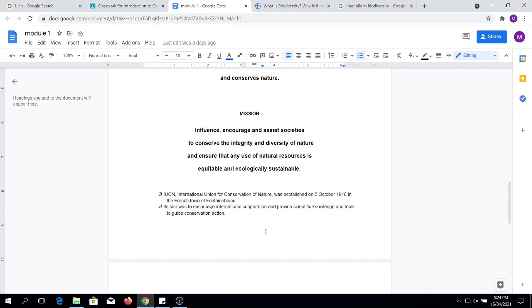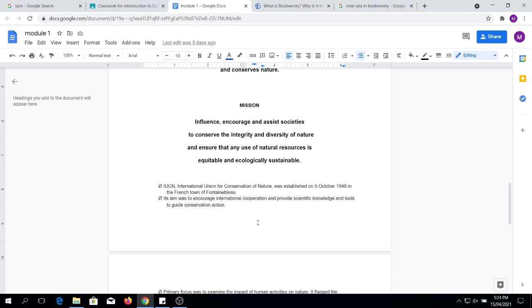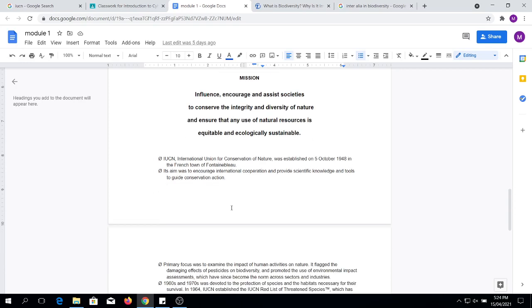So therefore, the use of our nature is not really a problem. The problem is how we use it. This is the main point of having this organization. One of the main points. So our IUCN, okay, was established on October 5, 1948 in a French town. Then its aim is to encourage international cooperation and provide scientific knowledge and tools to guide conservation action.